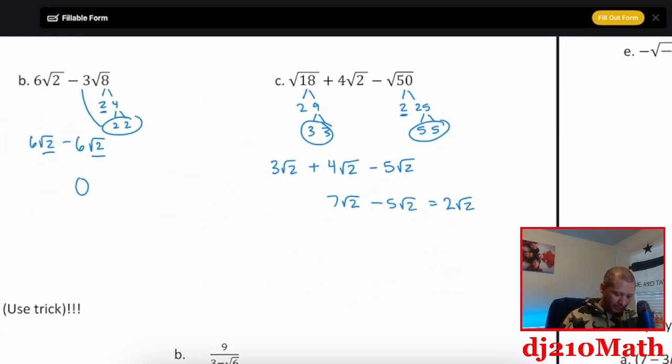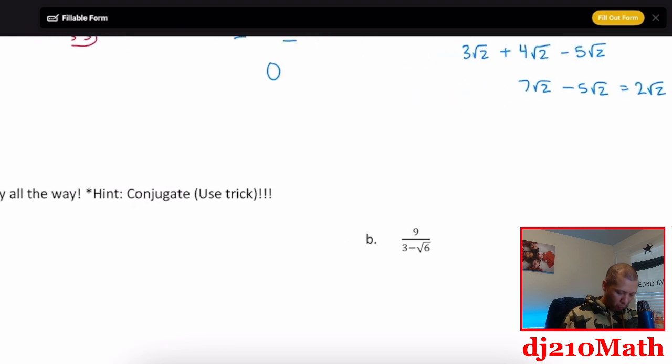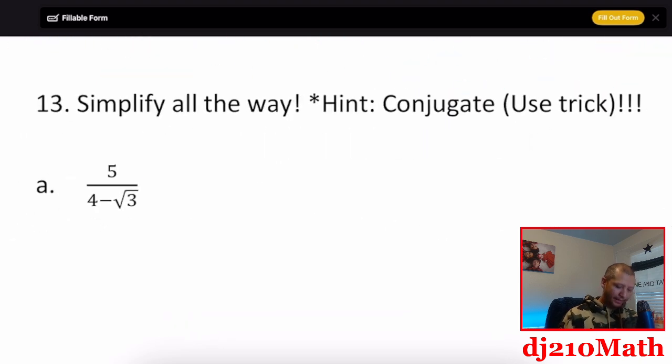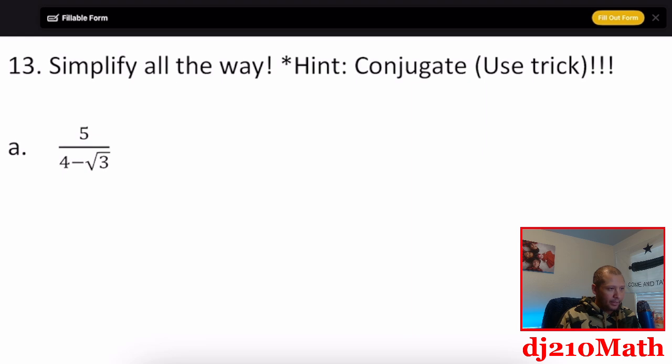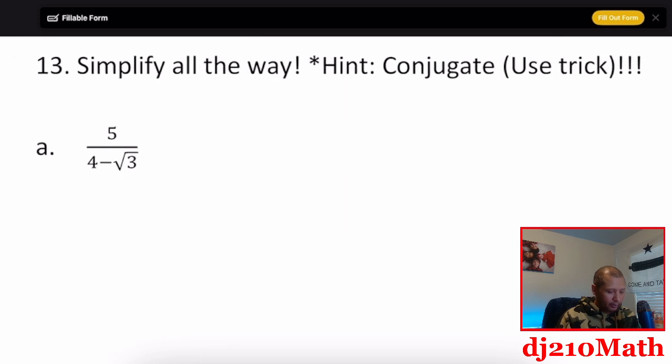Is that it for the page? Nope. We have one more. Okay, here we go. Simplifying all the way. All right, so here, look what's different. In the denominator, it's not just the square root. It's the square root plus some other stuff, like plus a number. So what we have to use is called the conjugate.